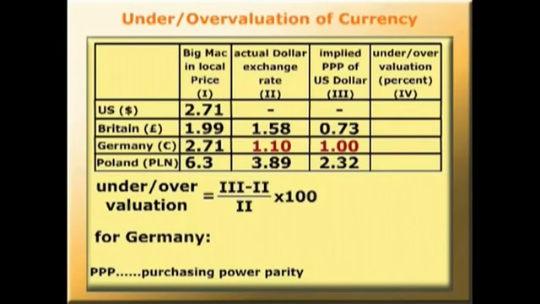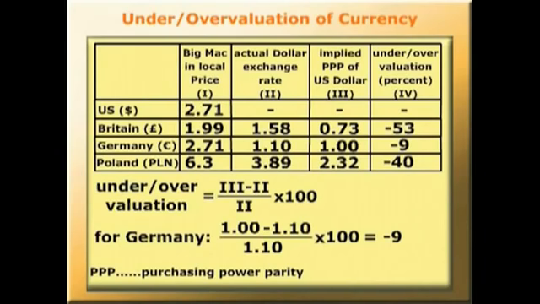So let's see that for Germany. We've got 1.0 minus 1.1, and take that difference and express it as a proportion of 1.1. So we've got 1.0 minus 1.1 divided by 1.1. Now we multiply that by 100 and we get minus 9. What's that minus 9 tell us? It tells us that according to the Big Mac index at this moment in time, the euro is 9% undervalued against the US dollar.